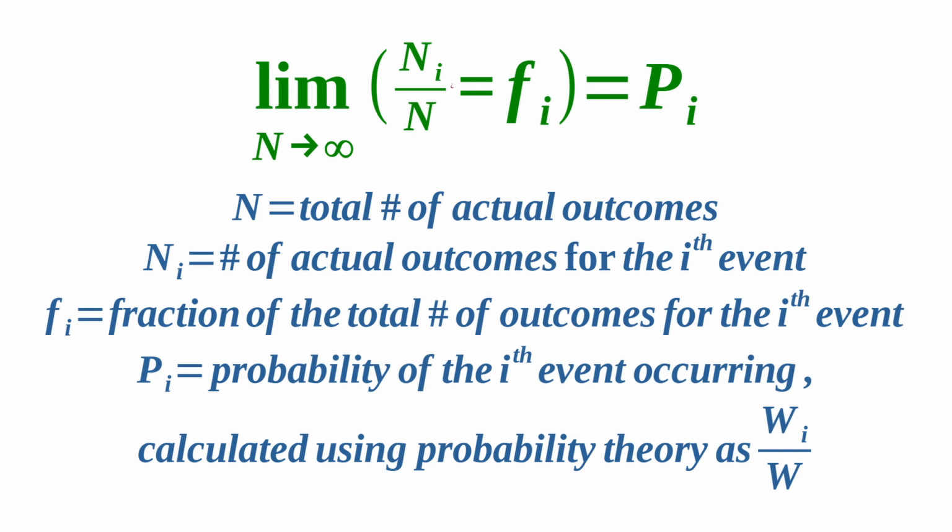This observed numerical pattern points to a rule followed by nature and is stated in statistics as the law of large numbers, whose mathematical statement is: limit as n approaches infinity of ni over n equal to fi equals pi for the ith event, where n is the total number of actual outcomes, ni is the number of outcomes for the ith event, fi is the fraction of the total number of outcomes for the ith event, and pi is the probability of the ith event occurring.